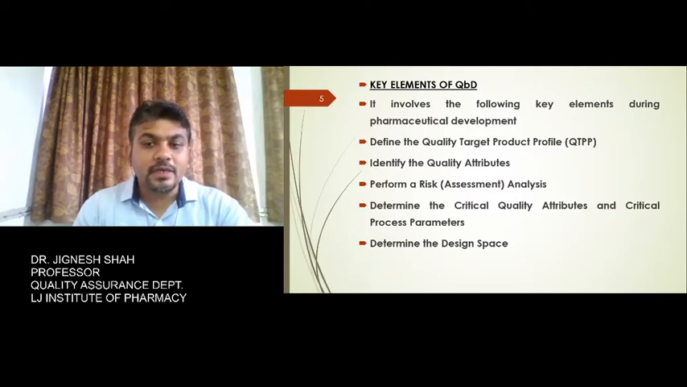Later on, perform a risk assessment analysis. Determine the critical quality attributes and critical process parameters which are affecting the quality of the product, and determine the design space of development of a particular product. Now, among these key elements, determining the critical quality attributes and critical process parameters is considered as one of the major elements which affects the quality of the product.